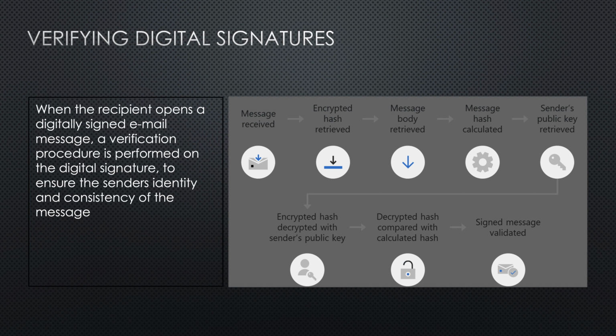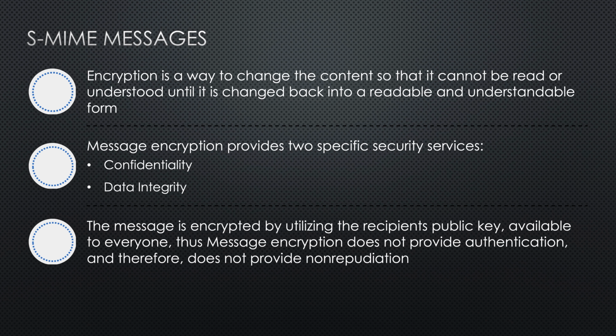So verifying the signature, so when the recipient receives the message, the hash value is also retrieved as well as the body. The hash value is then calculated and the sender's public key is retrieved. The encrypted hash is decrypted with the sender's public key, and then it's compared with the calculated hash. Now, if the sender and the receiver's hash is the same, we know that it's genuine and that it's not been tampered with. So, as we've said, digital signatures provide integrity, but they do not provide confidentiality.